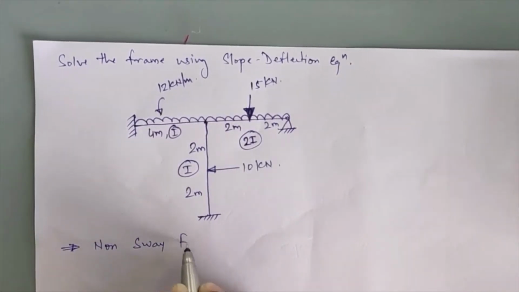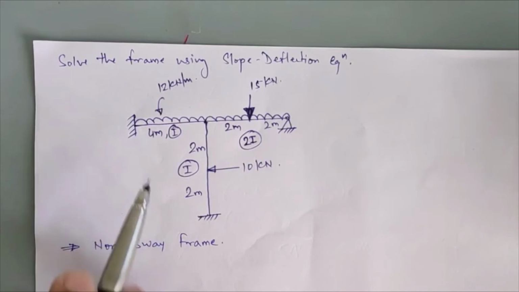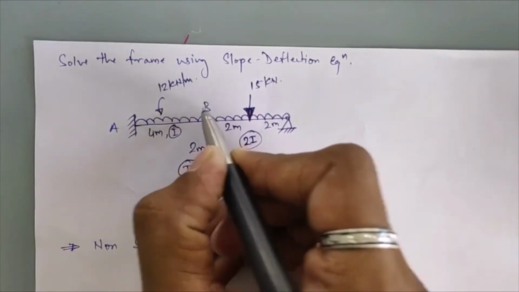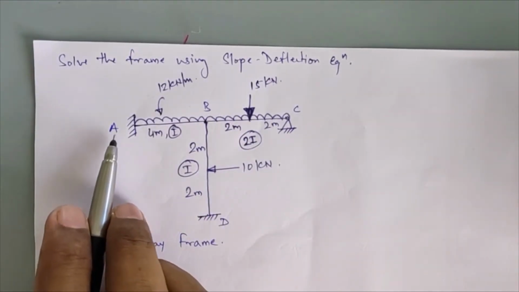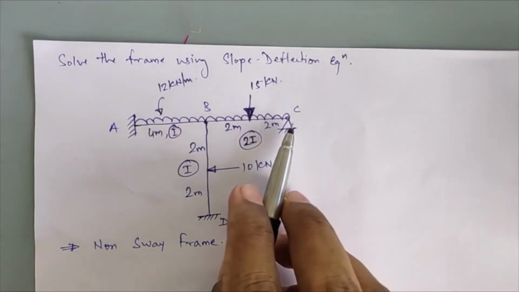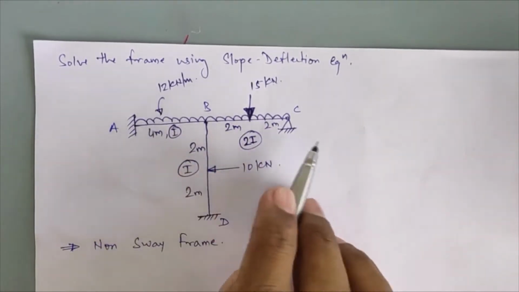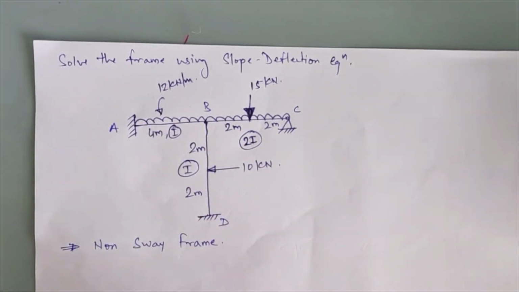Why is it called a non-sway frame? It is because, due to the lateral loading on this complete frame, the reactions at point A, at point B, suppose I am naming this A, B, C and D, the lateral reactions at point A, at point D and at point C are counterbalanced by each other, which will not allow this frame to sway towards the right or towards the left. So that is why this frame is classified as a non-sway frame.